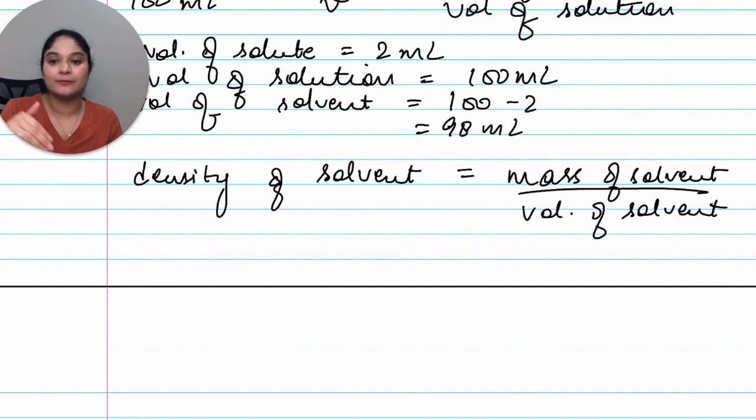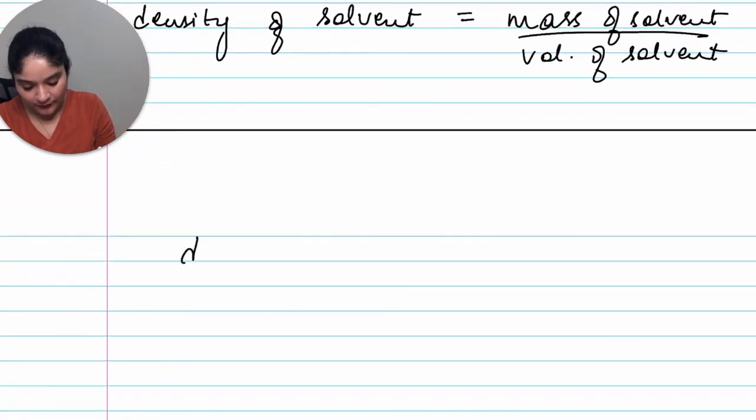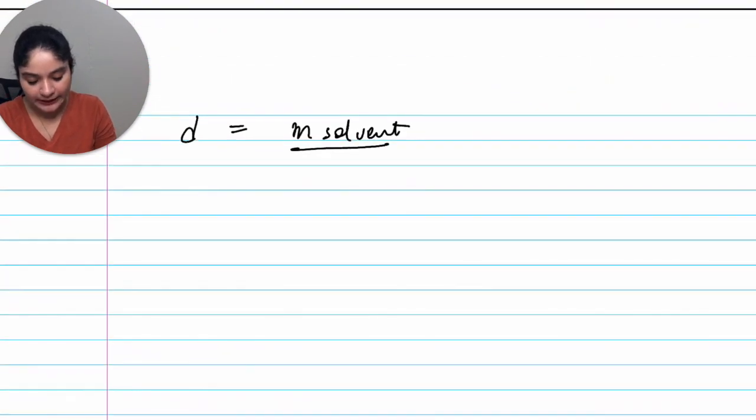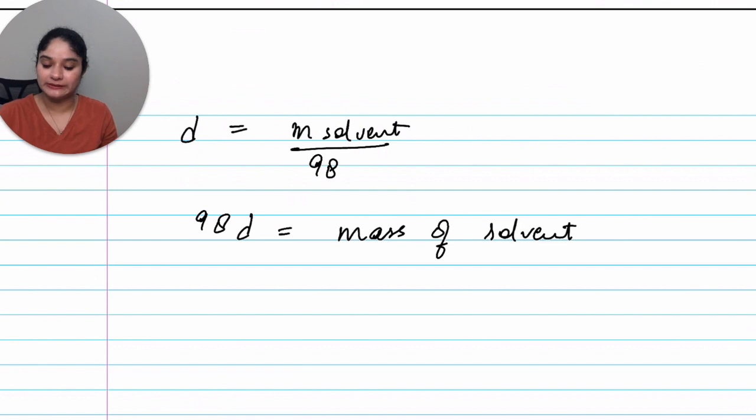So in this case, I am assuming that the question is, what is the mass of solvent? So density of solvent is given, mass of solvent divided by volume of solvent. So let's do that. Density of solvent I am taking as D. So you have D equals mass of solvent, which you have to figure out, divided by volume of solvent, and you got 98. So the answer will become 98D as the mass of solvent. Okay students, I hope this makes sense to you.